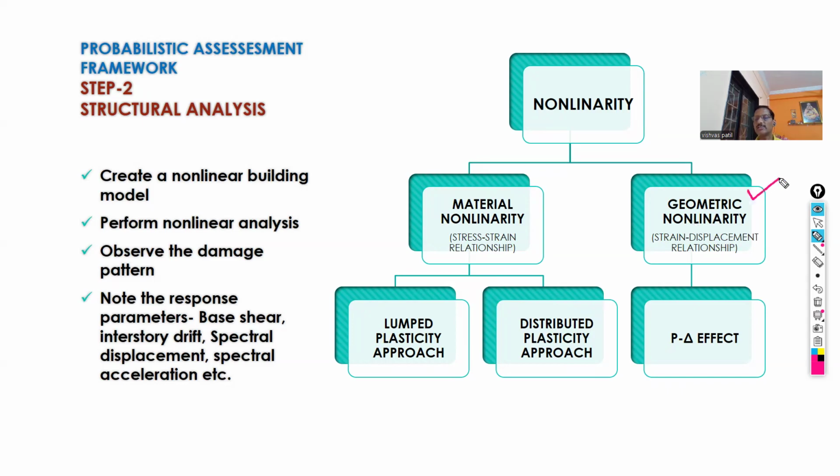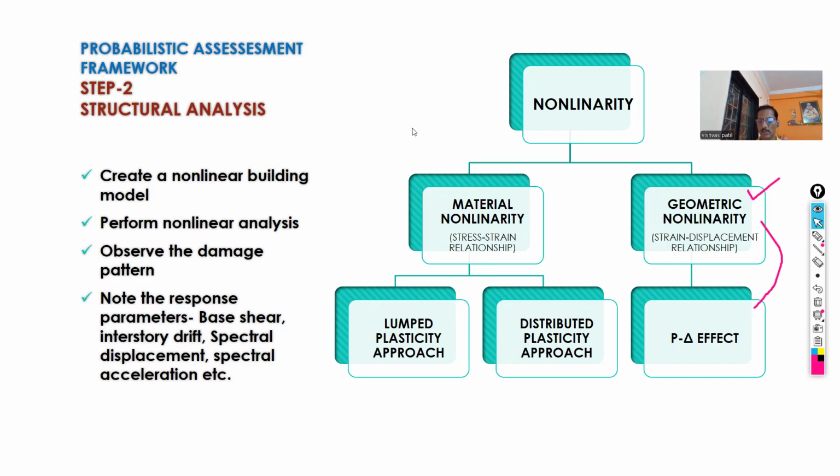The second is called geometric nonlinearity. It means the relation between material strain and displacement is nonlinear, and it is related to shape change. In seismic nonlinear analysis, this geometric nonlinearity is well known as the P delta effect. Later on we'll discuss the P delta effect.